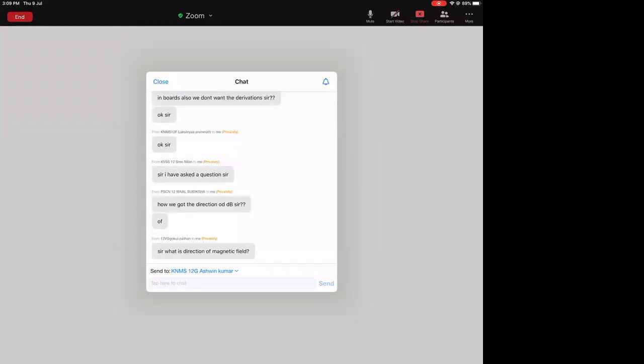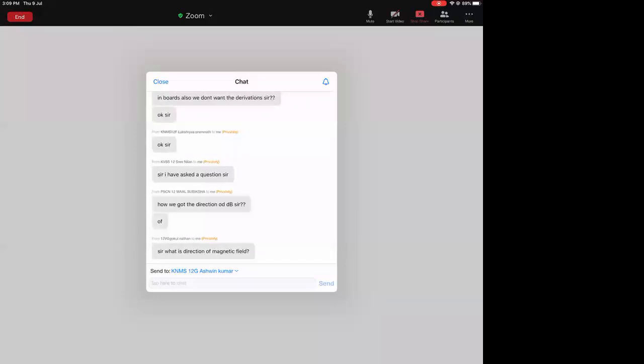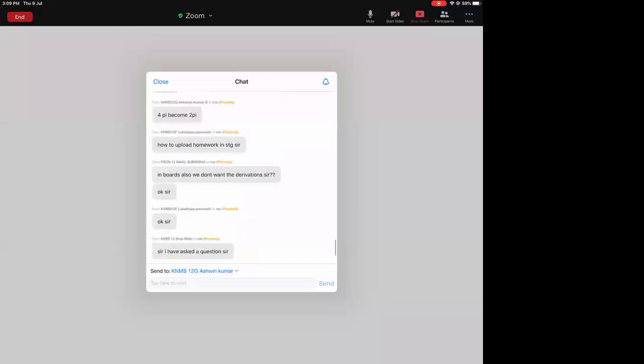Yeah, so direction of dB, I hope you are able to understand. Take your right hand, put it in the direction of current, curl your fingers towards the R vector. The thumb will point in the direction of B. So the right hand rule that you learned in the last class will tell you.